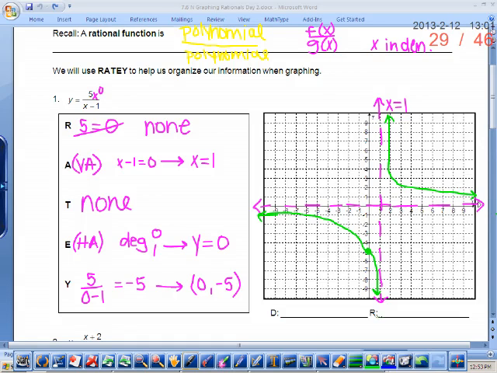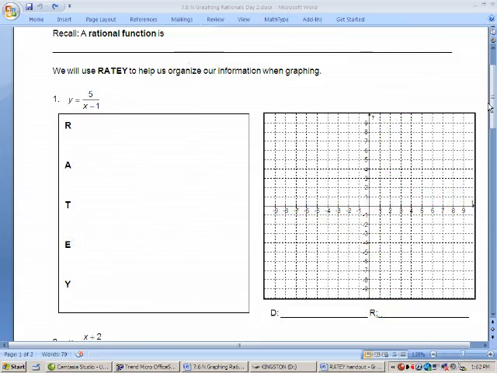Okay? What is the domain of this graph? Good. What is the range of this graph? Questions about number 1? All right, let's go to number 2.